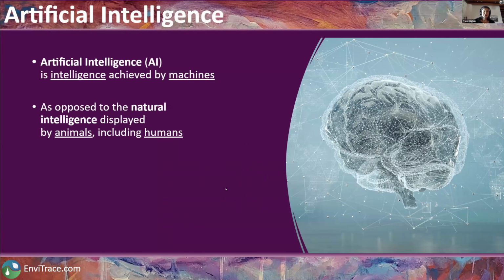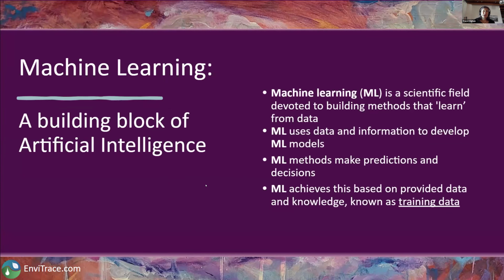This is opposed to natural intelligence, which is displayed by animals, including humans, human animals. Machine learning is a subset of artificial intelligence, and it's a building block of artificial intelligence. It's a scientific field devoted to building methods that learn from data. Machine learning uses data and information to develop machine learning models. Machine learning methods make predictions and decisions. And machine learning achieves this based on provided data and knowledge known as training data.